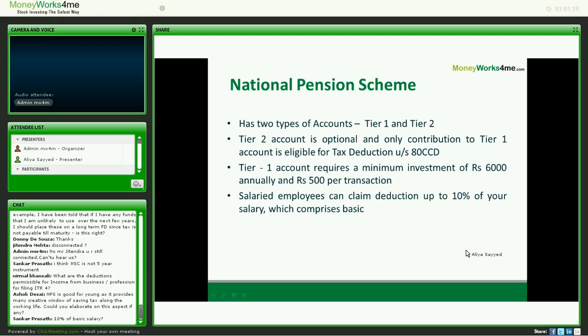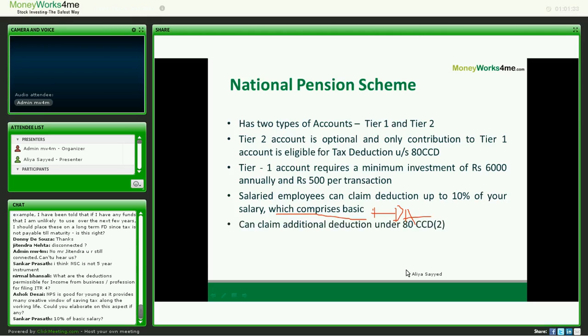I am sorry for this incomplete explanation earlier. The salary comprises basic plus DA. So for salaried employees, it is 10% of your salary, which comprises basic and DA. I hope that's clear now.